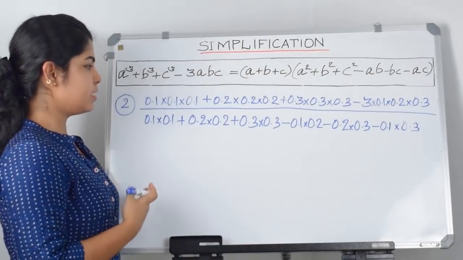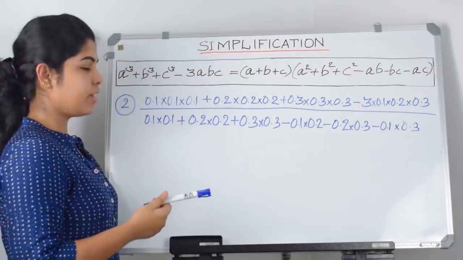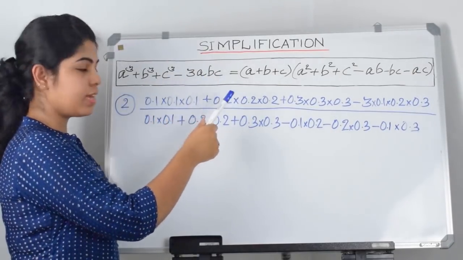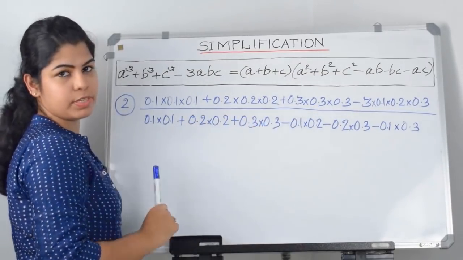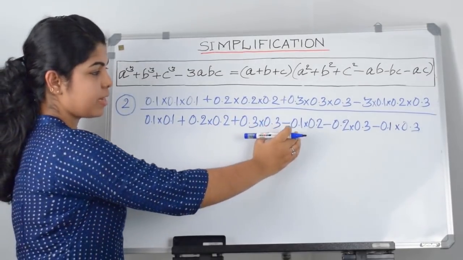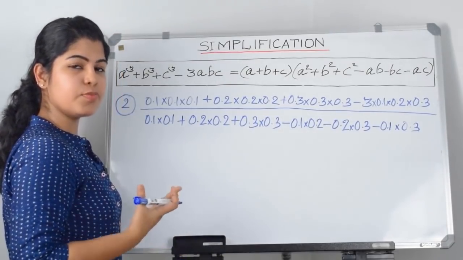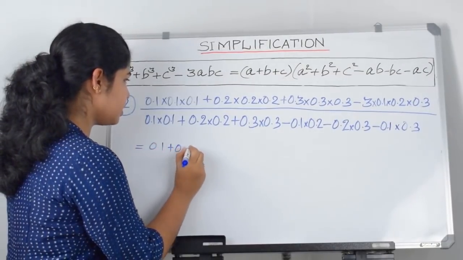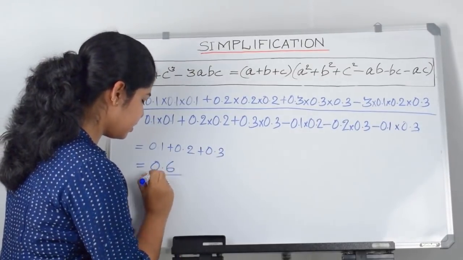Let us solve this question. This question is actually in the form of the previous question what we have studied, where the numerator is equal to a cube plus b cube plus c cube minus 3abc, where a is equal to 0.1, b is equal to 0.2 and c is equal to 0.3. And the denominator part is in the form a square plus b square plus c square minus ab minus bc minus ac. So what will be the answer? The answer will be the sum of a, b and c. So here the answer will be 0.1 plus 0.2 plus 0.3 and the result will be 0.6.